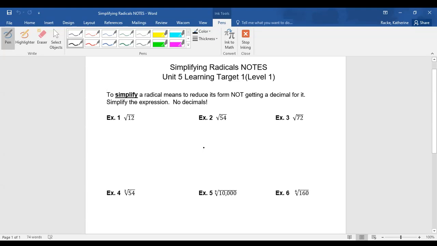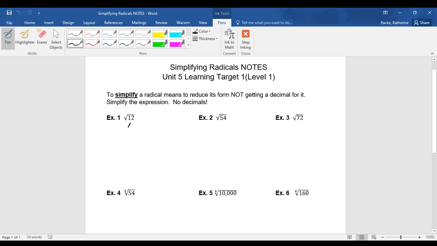All right, guys, today we're going to start with simplifying radicals, something we've already learned before. We're going to start with a little refresher, and then we're going to talk about doing it with variables as well. So to simplify a radical means to reduce its form, not getting a decimal for it. Simplify the expression. We do not want decimals, okay?